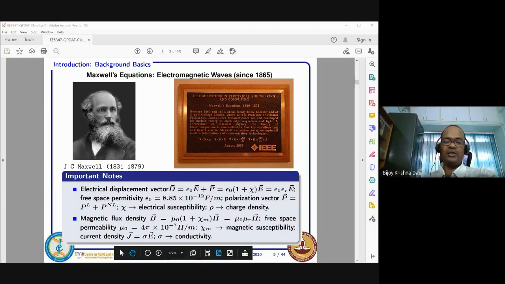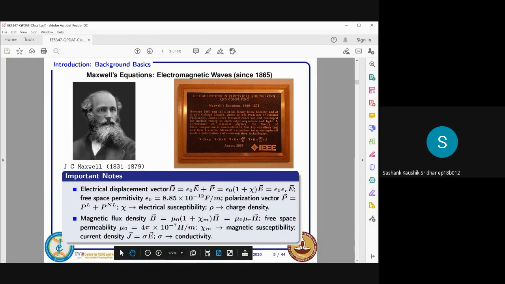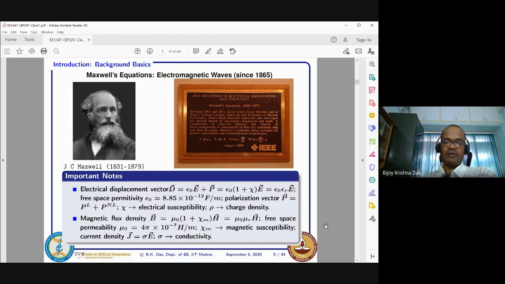Sir, would the PNL be specifically for the quadratic part, or anything above the linear order? Anything above linear order. It can be quadratic, it can be power of 3, 4, 5, and so on. Depending on the material, you have to include that.